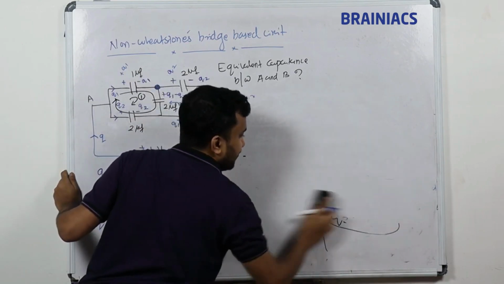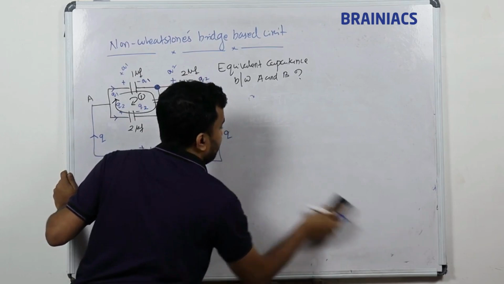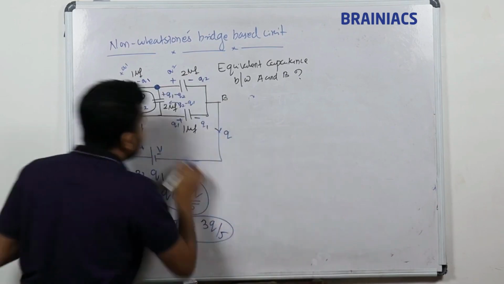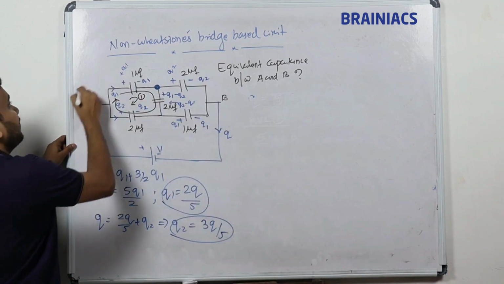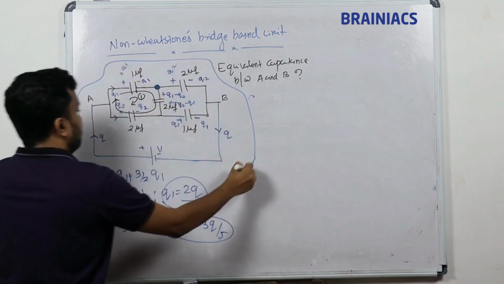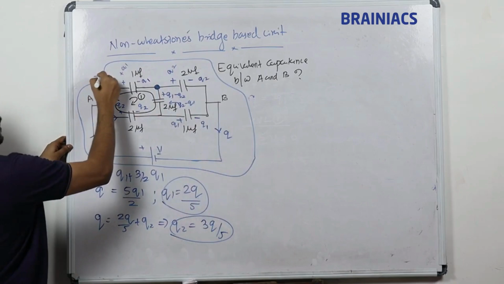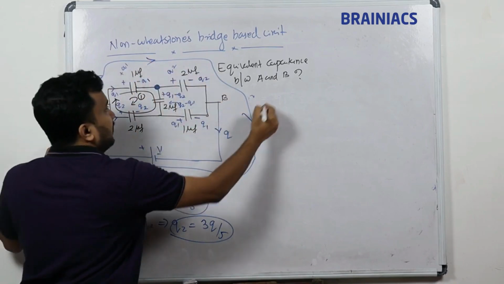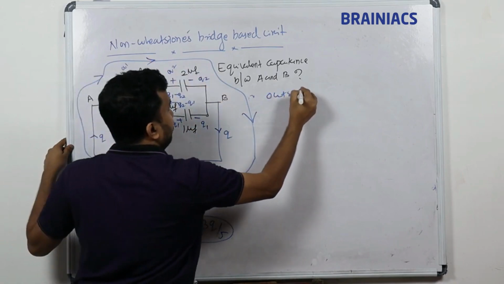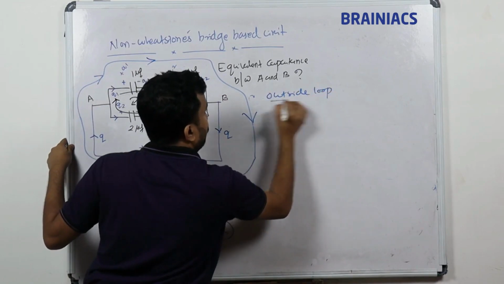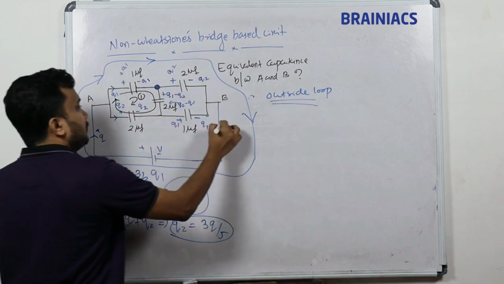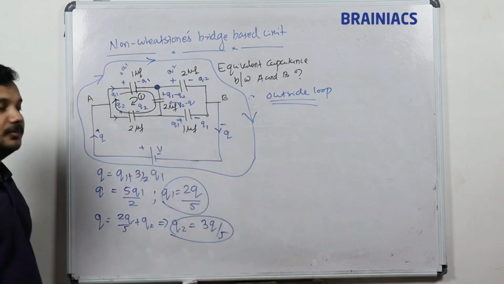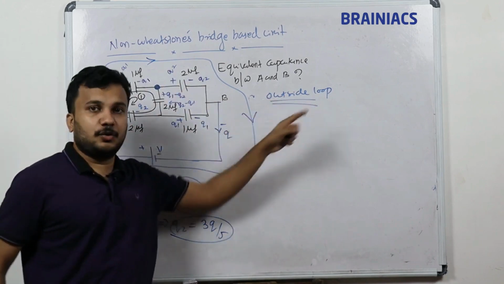What I am going to do is take another loop. This was a small loop I was considering. Now I am going to take another loop, like this. This is my loop, the outside loop. The equations will be here: this is plus Q and this is minus Q coming inside. I am going to write the outside loop equation.